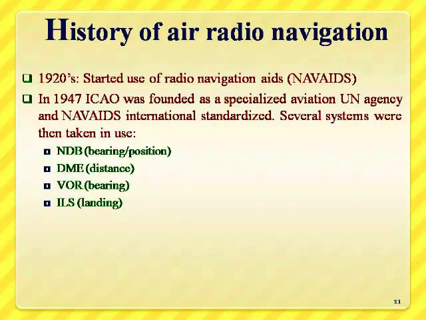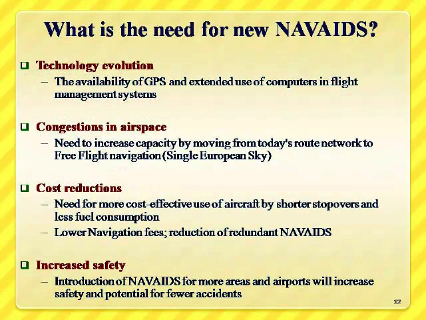So let us try to understand what is the need for new navigational aids. It's by technology evolution: the availability of GPS and extended use of computers in flight management systems. Congestion in airspace: the need to increase the capacity by moving from today's route network to free flight navigation. Cost reductions: the need for more cost-effective use of aircraft by shorter stopovers and less fuel consumption.